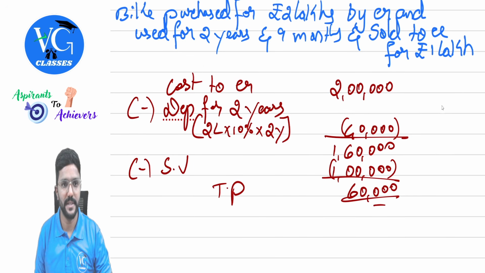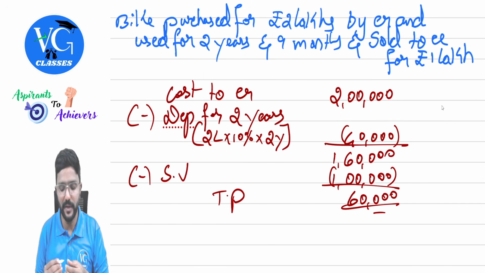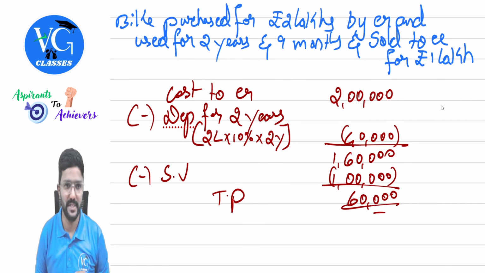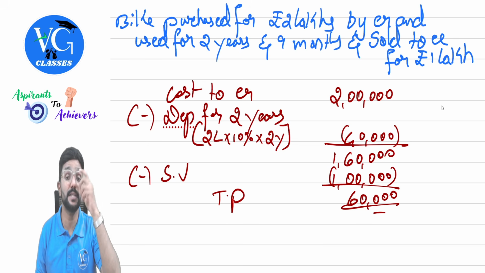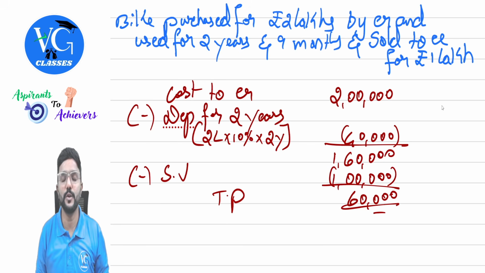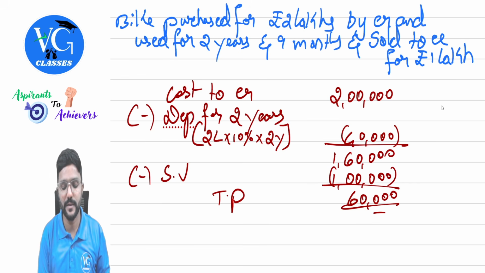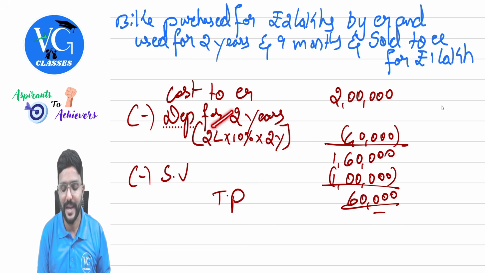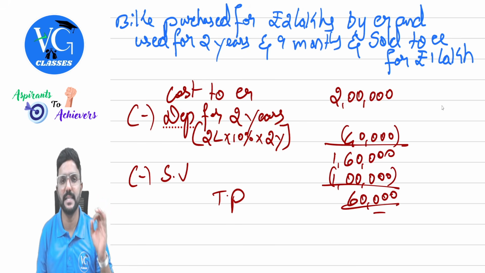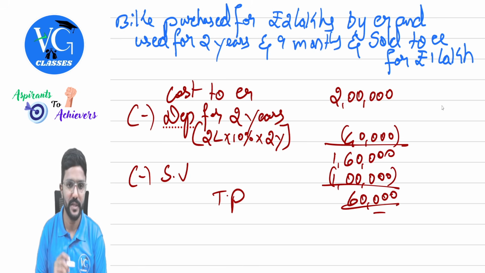Or one more example. The previous example was under the WDV method. This I have taken under the SLM method. Bike purchased for 2 lakhs by the employer and used for 2 years 9 months and sold to the employee for 1 lakh rupees. So take the cost to the employer, then reduce depreciation for completed years of usage, that is 2 years, under the straight line method at 10%. So 2 lakh into 10% into 2 years. As it is the straight line method, depreciation will be on actual cost, guys.